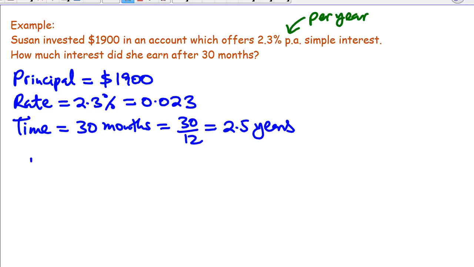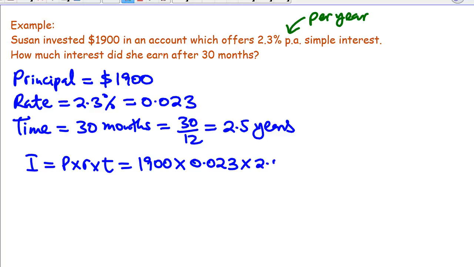So we can go ahead and find our interest, which is given by PRT. So principal is 1,900. Interest is 0.023 multiplied by 2.5 years, and you end up with $109.25.